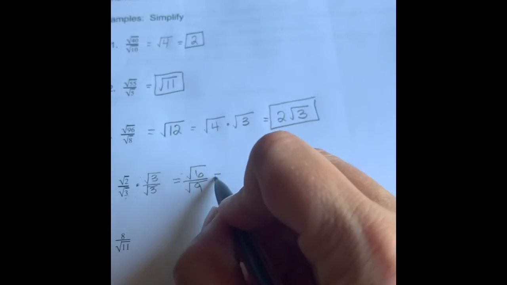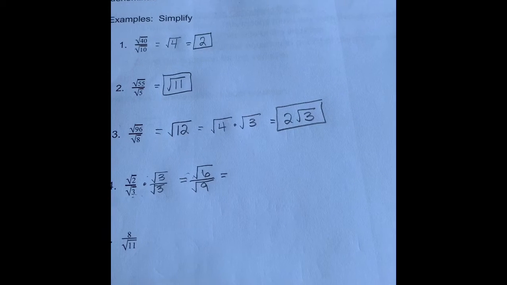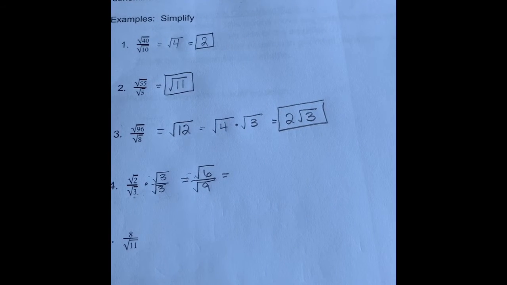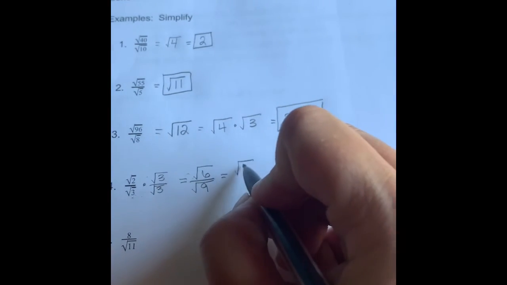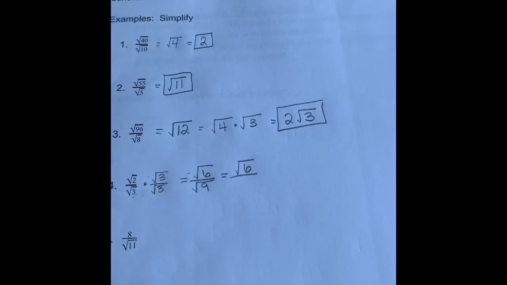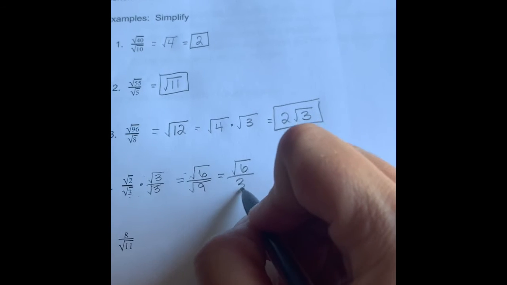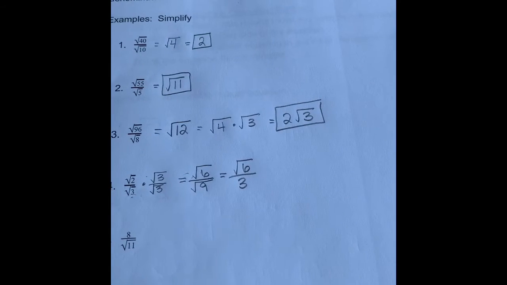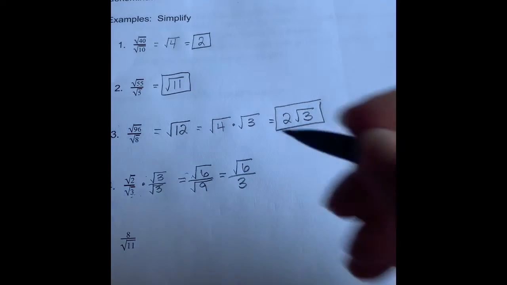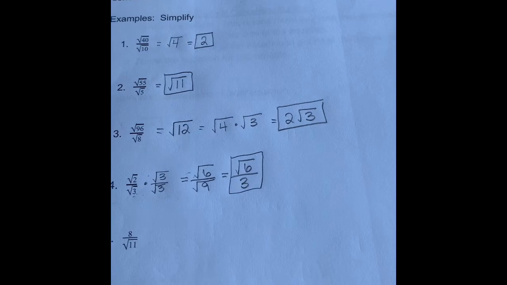The square root of 6 we do not know, and we cannot simplify it because even though we can split it into 2 and 3, we don't know the square root of 2 or 3. So we're going to leave that square root of 6. We do know the square root of 9 is 3, and so now you can see that we have gotten rid of that radical that was in the denominator. So the square root of 6 over 3 will just be our final answer.